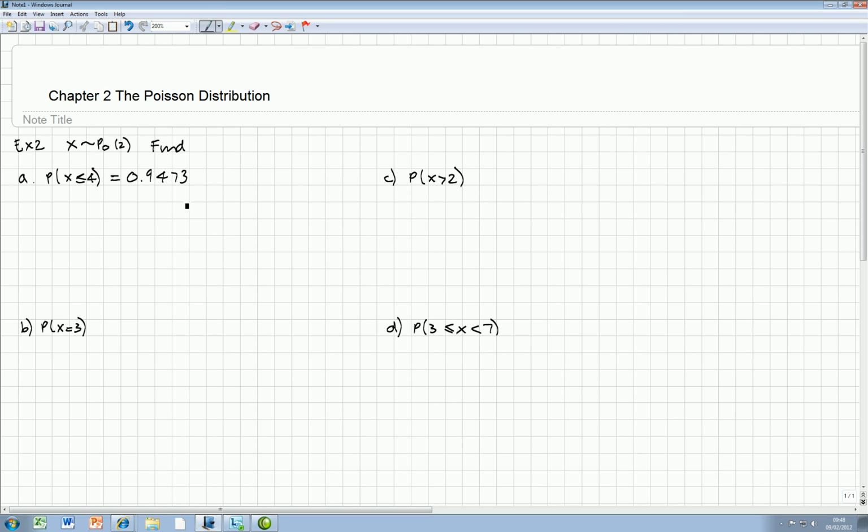Probability that x equals 3. Now we can use the same trick that we used for binomial distributions to solve this one, and it's this little trick here, that probability of x equal to 3 is the same as probability of x less than or equal to 3 minus the probability that x is less than or equal to 2. And again, it's just a case of looking for those values in the table now. So remember, lambda is 2, x less than or equal to 3, x less than or equal to 2.